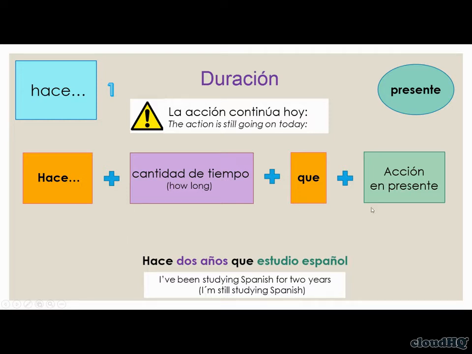It's important just to have a look at the structure, have a look at the formula, look at the examples at the end, and it will become much, much easier. Then we're going to look at the other 2 ways in which we can express duration, which actually follow the English a bit closer.